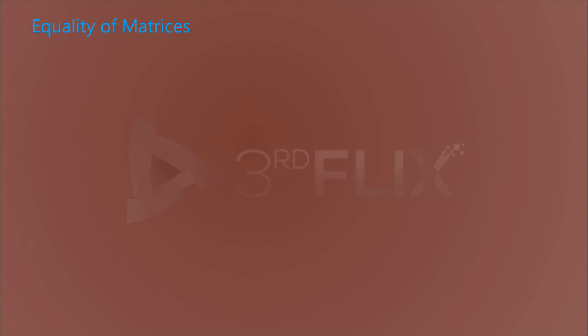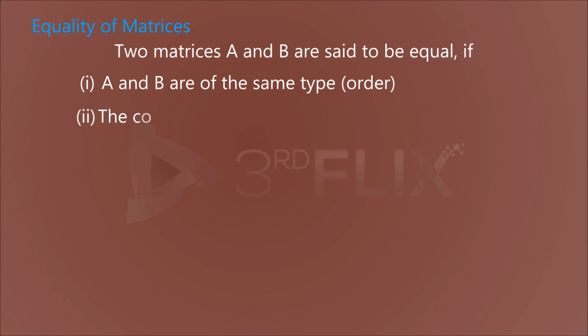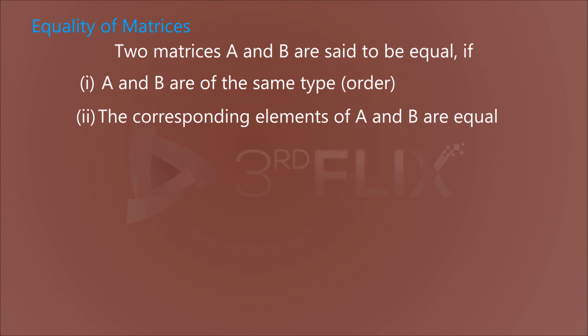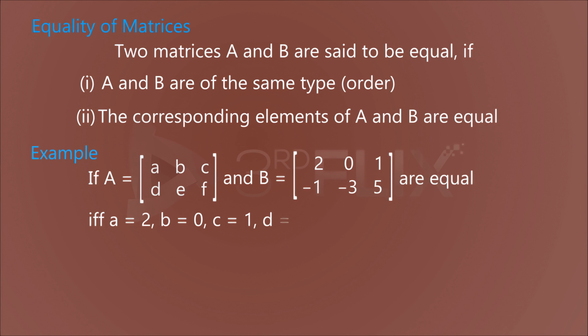Equality of matrices. Two matrices A and B are said to be equal if A and B are of the same type, that is, the same order, and the corresponding elements of A and B are equal. Example: matrix A equals a, b, c, d, e, f and matrix B equals 2, 0, 1, minus 1, minus 3, 5 are equal if a equals 2, b equals 0, c equals 1, d equals minus 1, e equals minus 3, f equals 5.